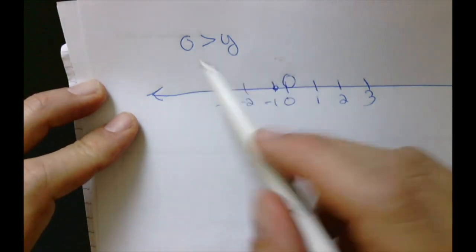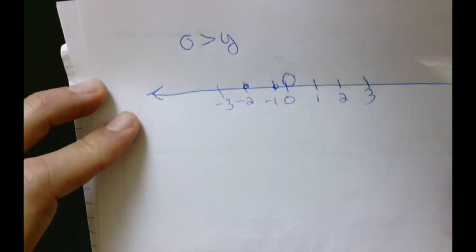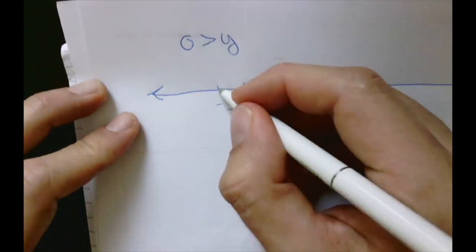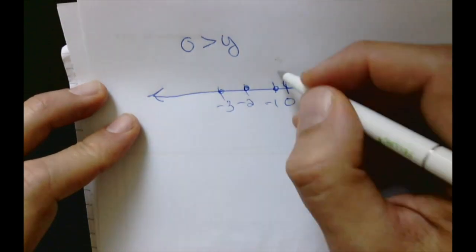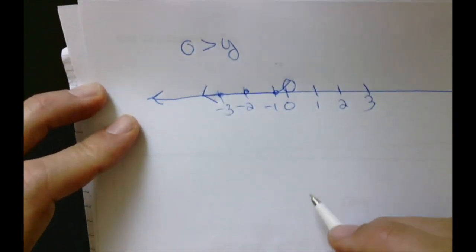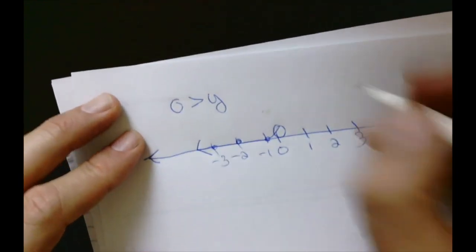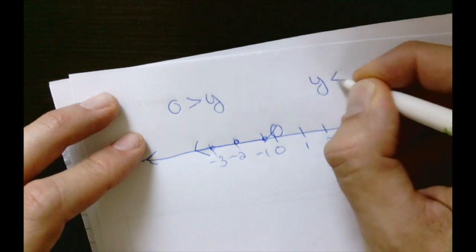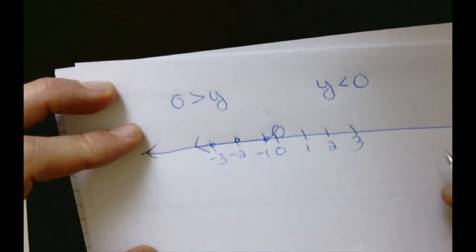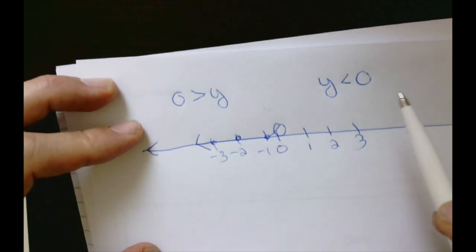Another solution where 0 is greater than y could be negative 2. Another possible solution where 0 is greater than y is negative 3. Notice the direction the arrow is going. But if we rewrite our inequality, where y is less than 0 with the variable on the left side, you'll notice the differences between the two.